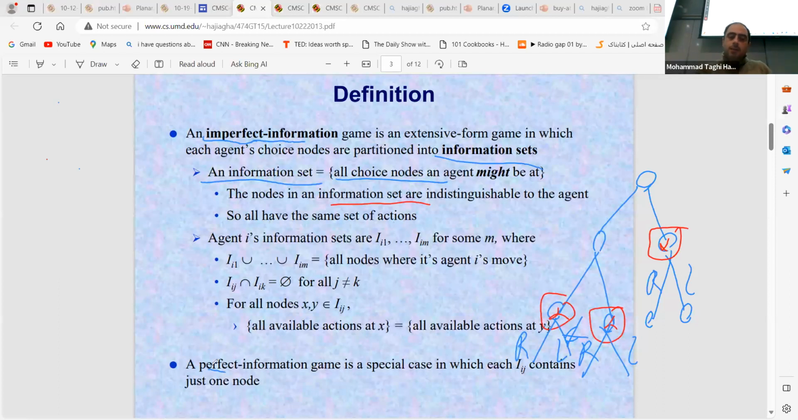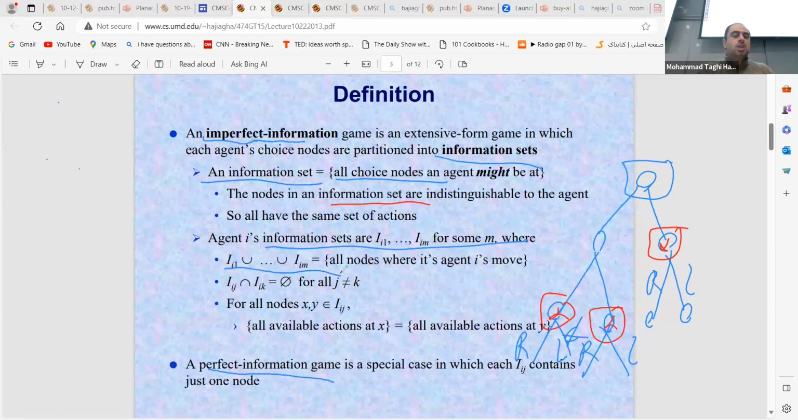So a perfect information game is a special case of this kind of imperfect information game, where essentially each of these nodes has a different color, or each of these nodes is its own information set. So no two nodes are in the same information set. All of them have a unique and distinct information set. And again, what are the properties of this information set? They should have these properties.